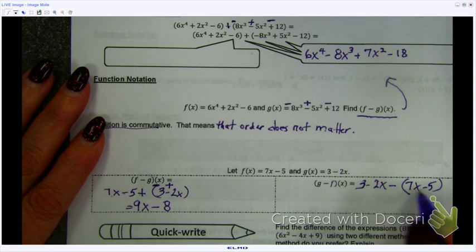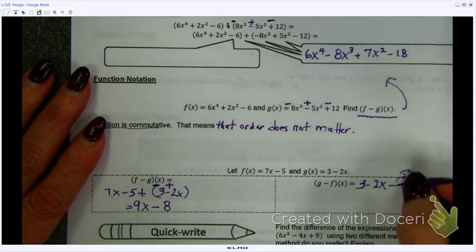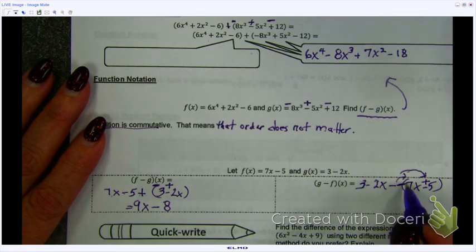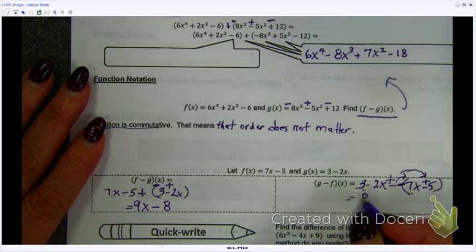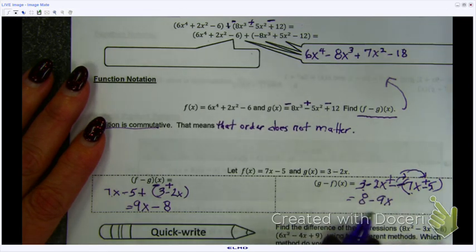So we're going to do the same thing here. We're going to distribute this minus sign and get negative 7x. And we're going to distribute it here and get plus 5. So this becomes negative 7x plus 5. And then we add. So 3 plus 5 is 8. Negative 2x minus 7x is minus 9x. So this is g minus f.